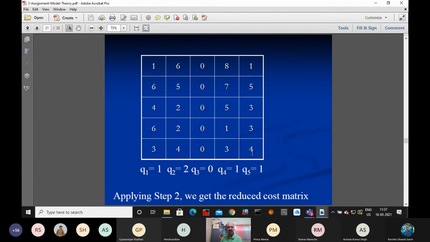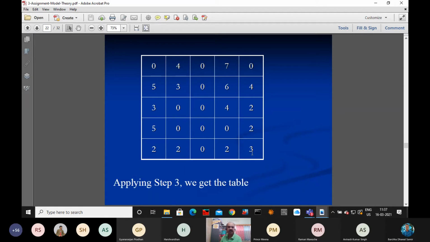After that, we find a reduced matrix. The reduced matrix is like this. You can see here, in the first row there are 3 zeros. In the second row there is a 0. In the third row there are 2 zeros. In the fourth row there are 3 zeros. In the fifth row there is a 0.